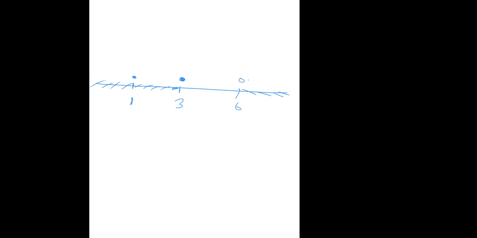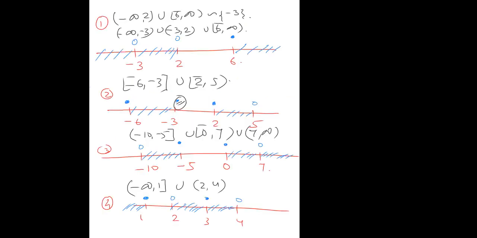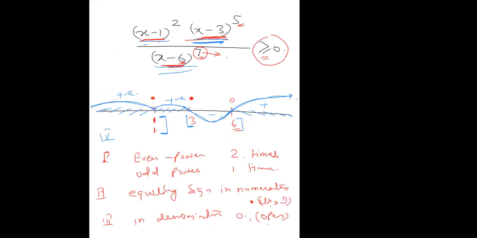Now we have to write down the answer. I'm writing -∞ to 3 union 6 to infinity. So the 4 steps are there. You have to carefully connect all the way, right? This is known as the wavy curve method, right? In this wavy curve method, you have to make the wave, and the wave will go accordingly.